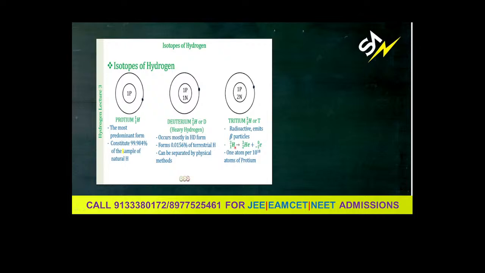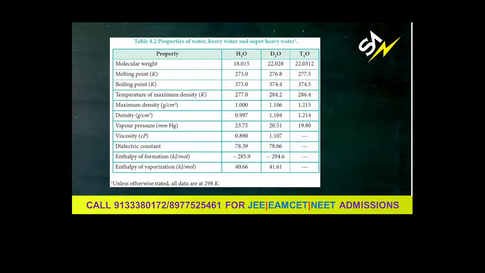0.0156 percentage. So what about the tritium? Tritium is radioactive, which means it has a half-life. Now we see some compounds of hydrogen. Hydrogen has two types of very important compounds.